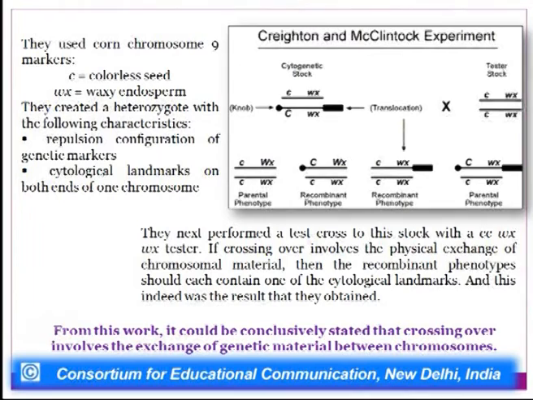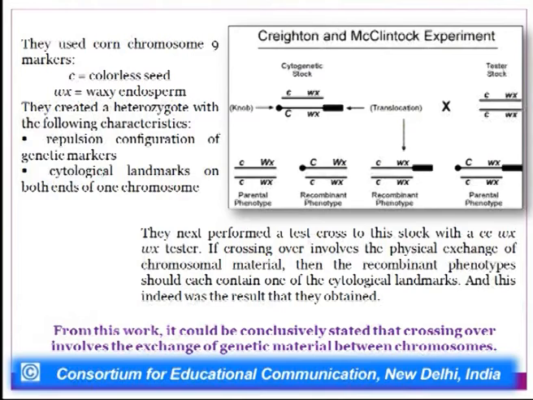For example, the Creighton and McClintock experiment we will start with. They used corn chromosome 9 markers. There were two markers which were used. One is called C, which is for the colorless seed, and WX, which is for the waxy endosperm. So they used these two markers and they created a heterozygote with the following characteristics.